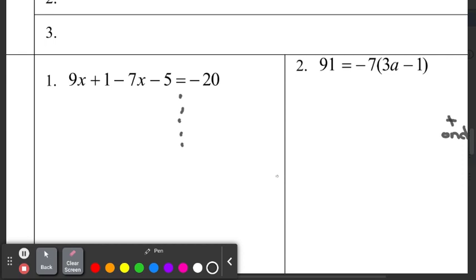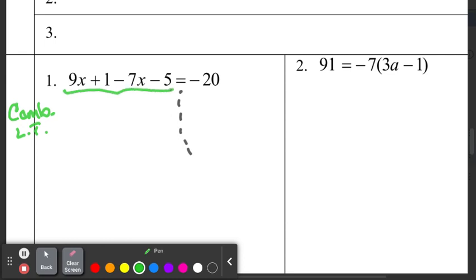I don't see parentheses anywhere. So that means I am not going to distribute. So I'm going to move on to step 2, which is combine like terms. I just wrote over there, combine like terms. So you look on your one side of your equal to bar. Like terms have the same letters and the same exponents. So here I have a 9x and a minus 7x.